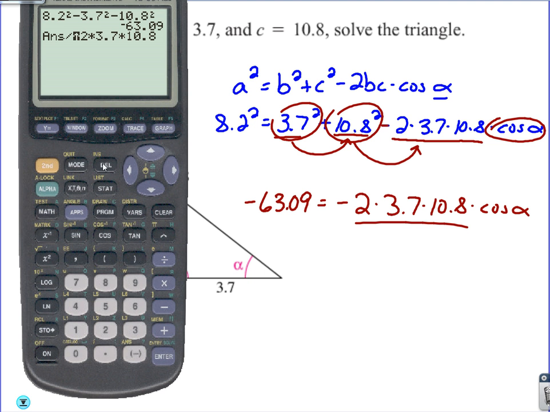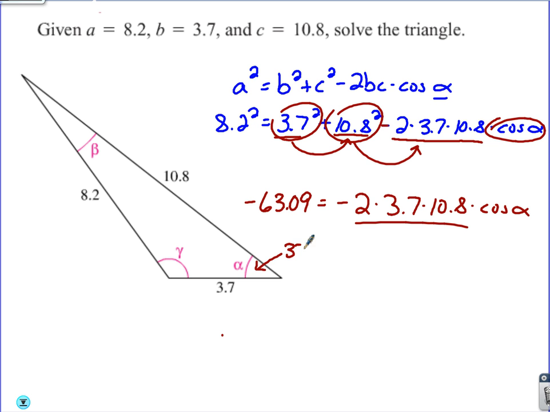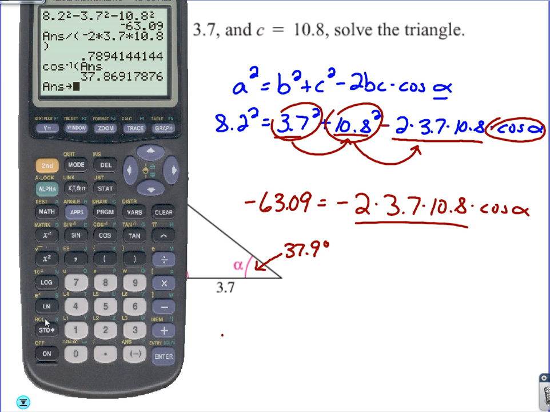Second, insert parentheses. And you get 0.789. I've got an acute angle, a first quadrant angle, because I now have the cosine is equal to 0.789. So to get rid of cosine, we do second cosine of the answer, 38 degrees. We'll call it 37.9 degrees. Alpha, 37.9 degrees. And do this: store into alpha, A. You'll see why in just a second.